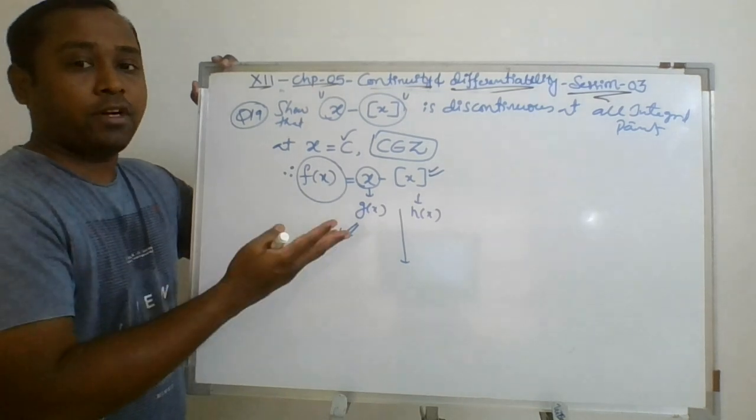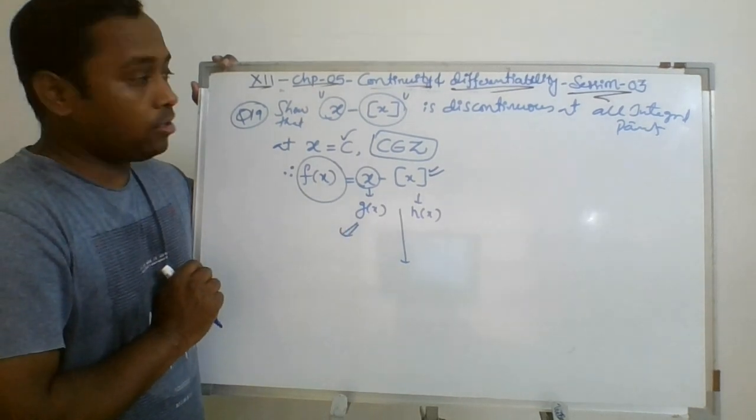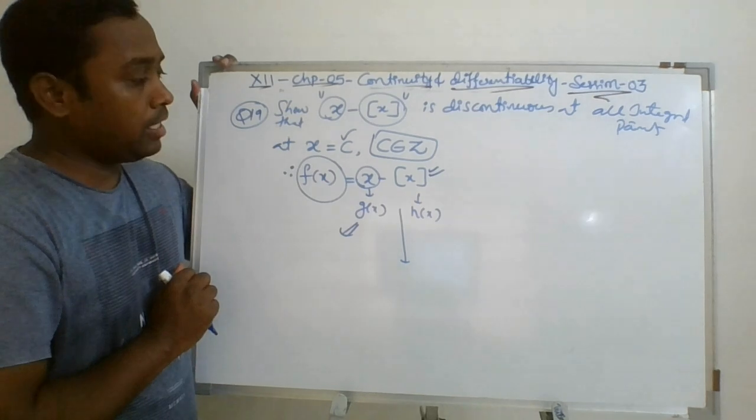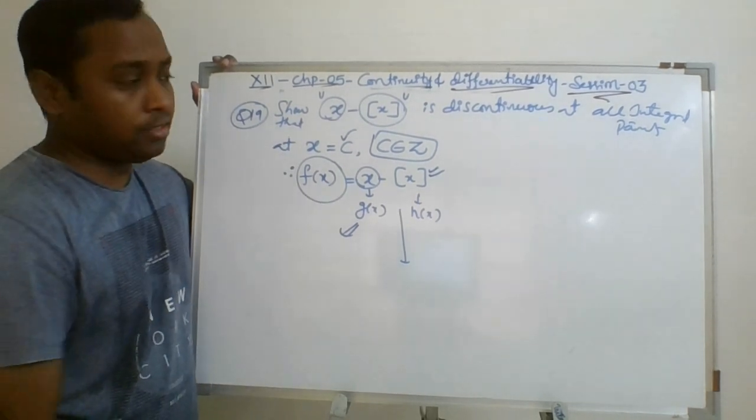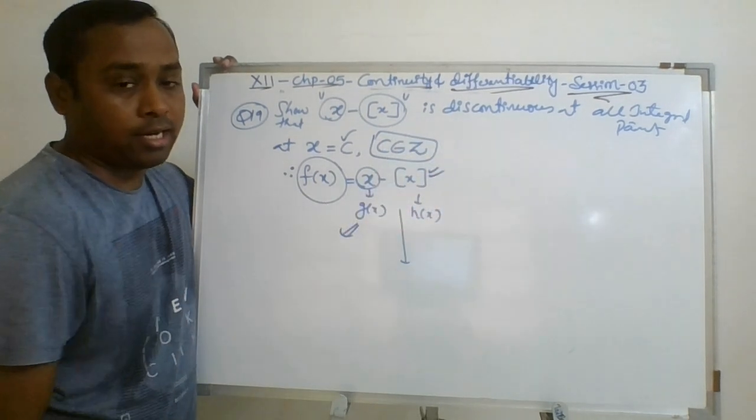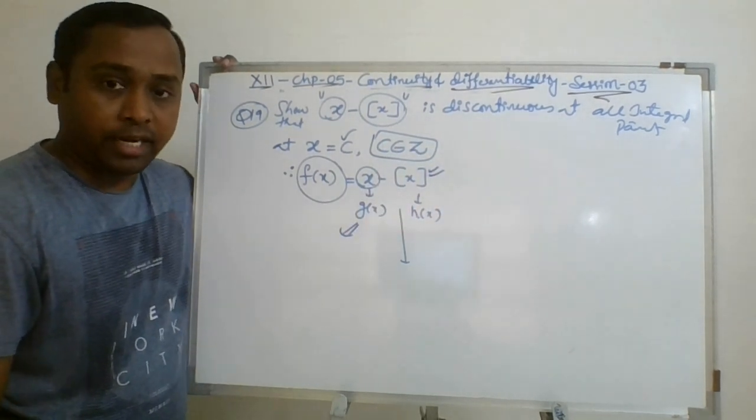Now, if one of the functions fails to be continuous, it means that the entire function is said to be discontinuous in a given domain or in a common domain. Getting my point?